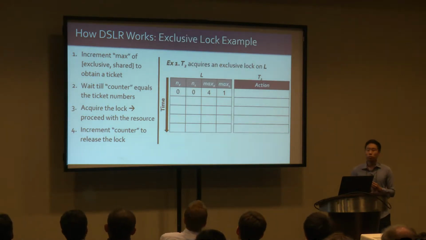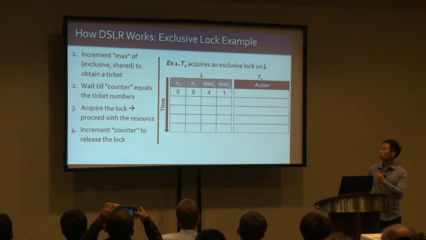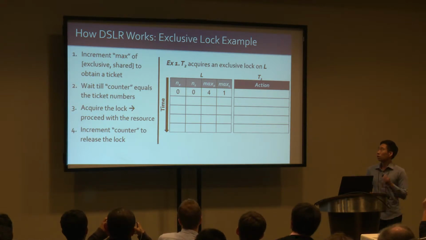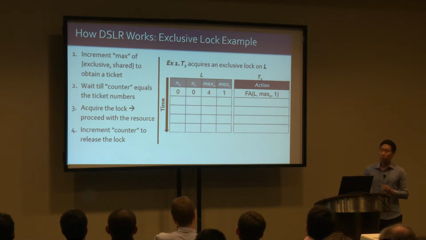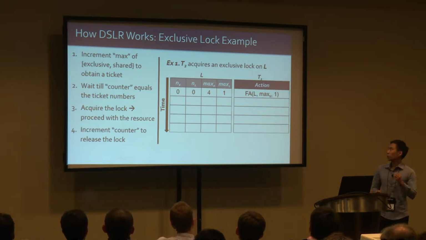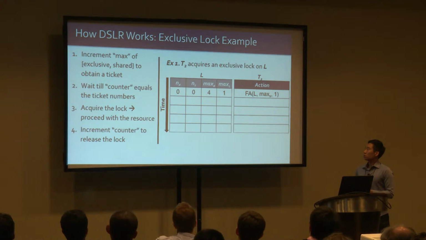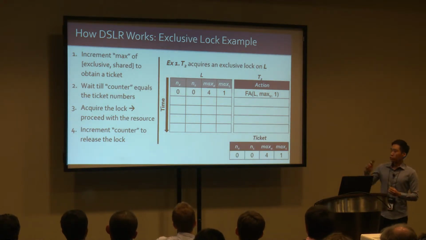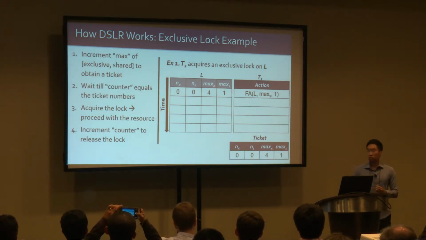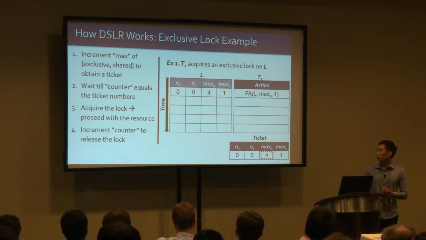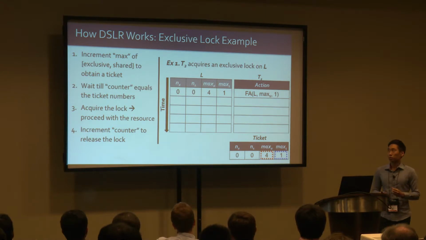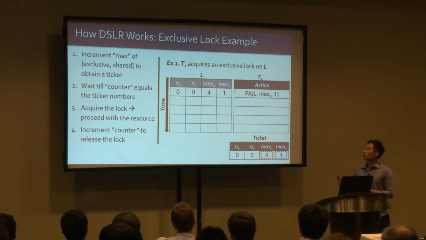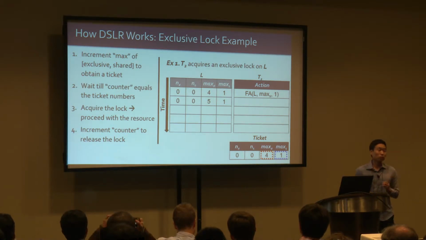So here is an example. Transaction 2 tries to acquire an exclusive lock on this object L. Transaction 2 will use fetch and add to increment the exclusive max value by 1. Doing so, you'll get a ticket with the value 0041. At this point, you know that there are 4 exclusive locks and 1 shared lock in the system just by looking at this ticket. As a result of this fetch and add, the value of L becomes 0051.